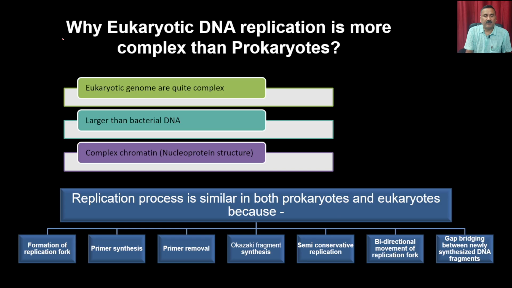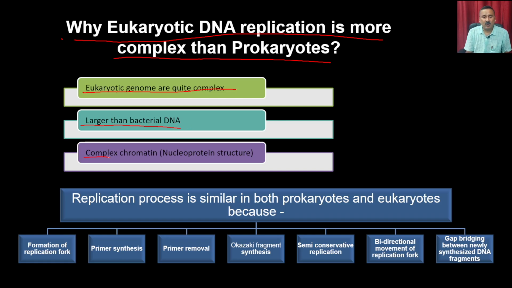Now, one important point is that eukaryotic replication is much more complicated than prokaryotic replication, and there are many reasons why it is so. So, why is eukaryotic replication more complex than prokaryotic replication? Because of the simple reason that eukaryotic genomes are quite complex. They are larger than the bacterial DNA, right? Remember that bacterial DNAs are very small, even the plasmid DNA.